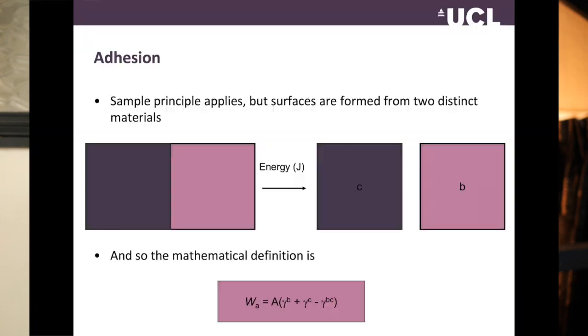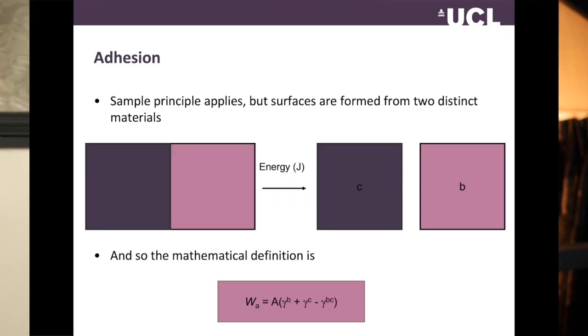So when we consider where the work of adhesion comes from, we have to remember that we have to start with a material that's got two dissimilar parts to it. So the diagram on the left hand side is both dark purple and pink because it's two dissimilar materials, and in order to create surfaces from those materials we have to pull them apart to create two squares shown on the right hand side, B and C.